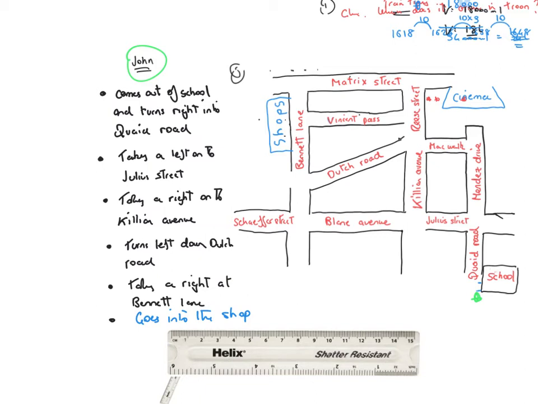Okay, so let's do a path with a line then. So he comes out of school and turns right into Quaid Avenue. He then takes a left at Julie Street, and then at Killian Avenue he takes a right. Okay, he then turns left down Dutch Road, and then he takes a right at Bennett Lane and goes into the shop. Now, the next question is, if 1 centimetre on this map is 100 metres, then estimate the distance travelled. So we're going to use the ruler for that.